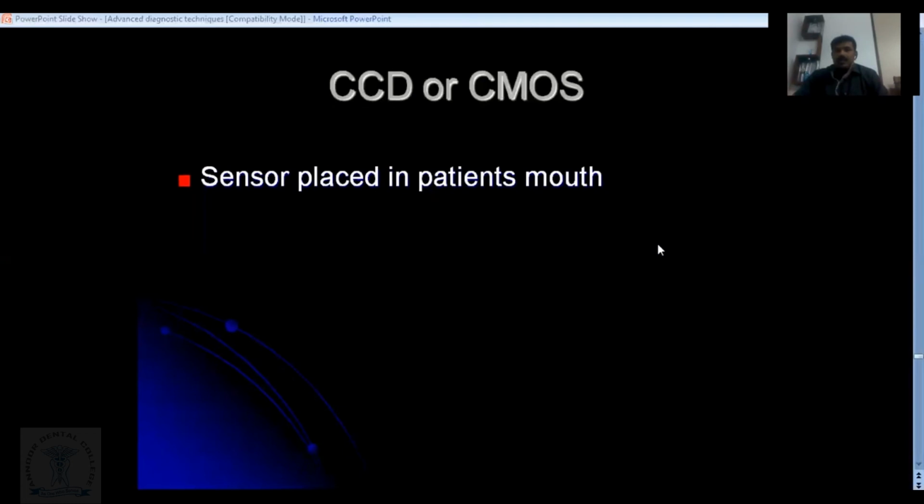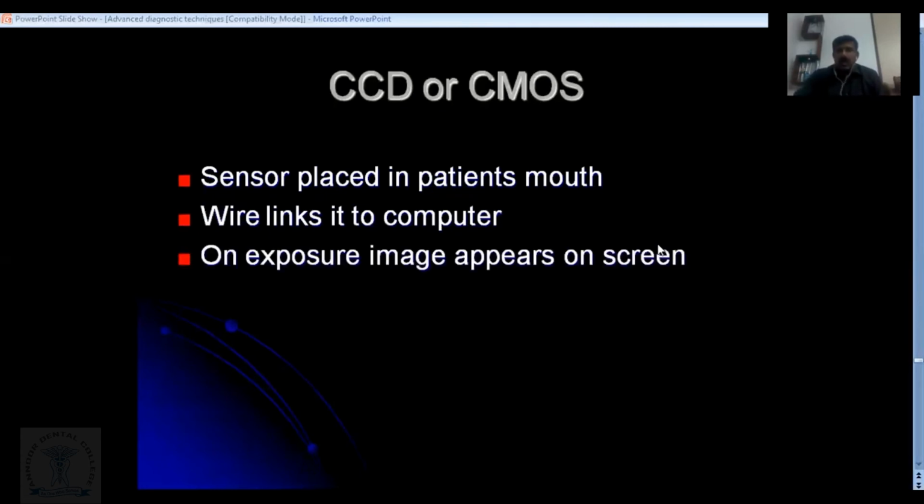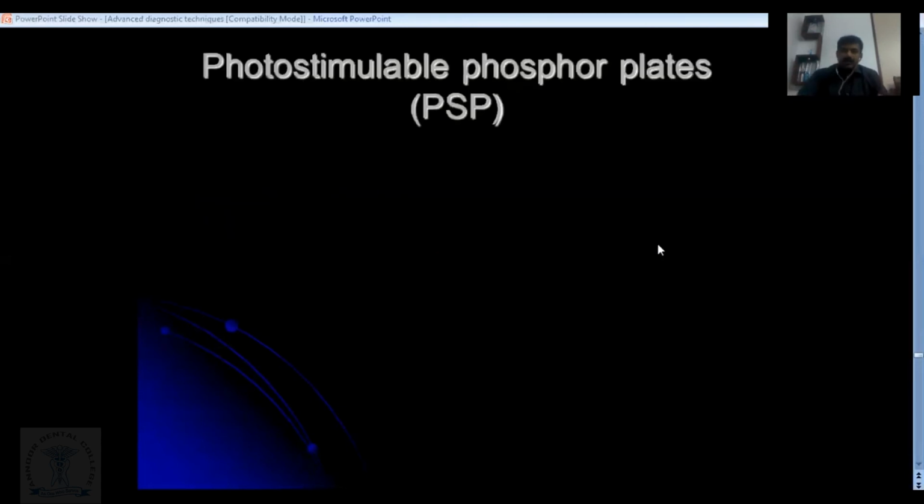How do you do it in CCDs or CMOS? CCD is charge coupled device, CMOS is complementary metal oxide semiconductor. You place a sensor in the patient's mouth, and this sensor has a wire that is attached to your computer. On exposure, the image appears on the screen.